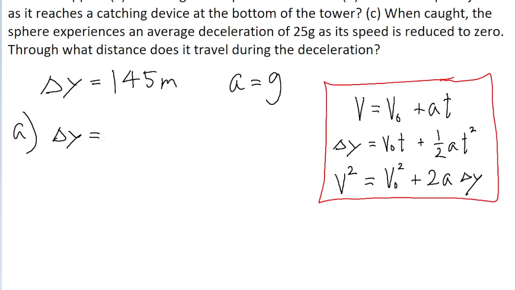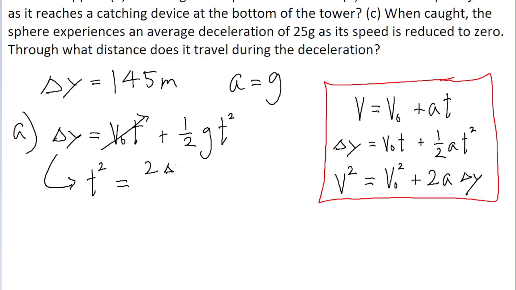So delta y equals v naught multiplied by t, and since the initial speed is 0, v naught is 0, and this entire term disappears, plus 1/2 multiplied by the acceleration, which is g, multiplied by the square of the time. So what we want to do is algebraically rewrite this equation to solve for t. So multiplying both sides of the equation by 2 and dividing both sides by g to get it on its own, t squared is equal to 2 multiplied by delta y over g. And then taking the square root of both sides to solve for t, we can see that t is equal to the square root of 2 delta y over g.